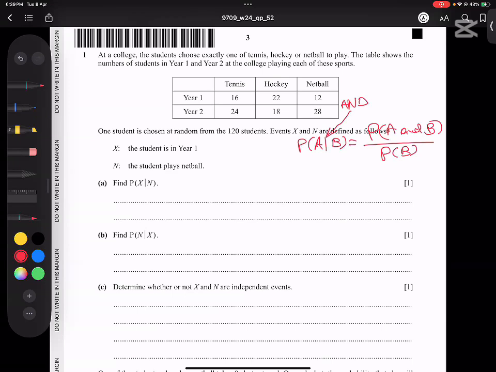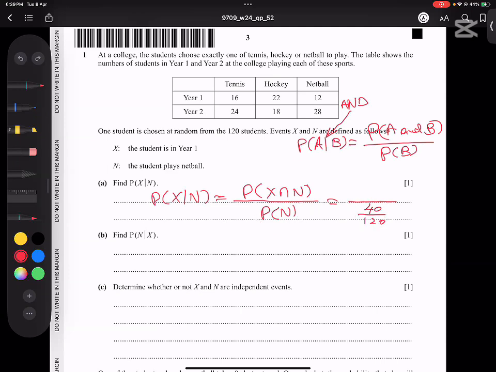So let's try to solve it. How to do this question? So P(X given N). What is the technique? Probability of N in the denominator, probability of X and N in the numerator. So probability of N stands for netball. Netball total is 40, so 40 out of 120. This is the probability of those students who play netball. I hope you got the point.